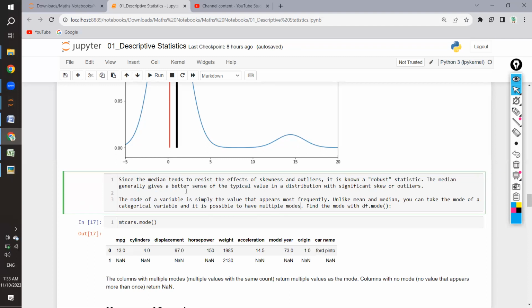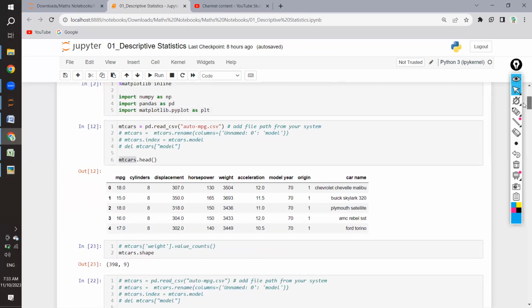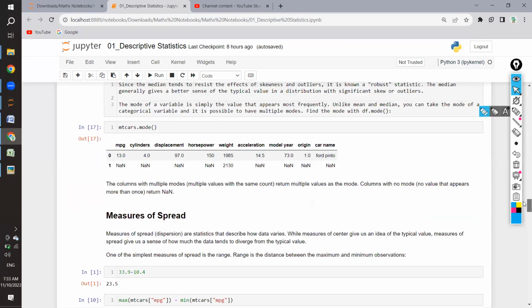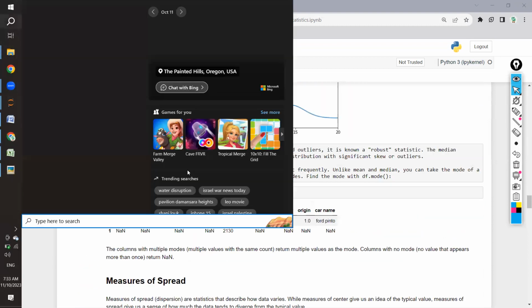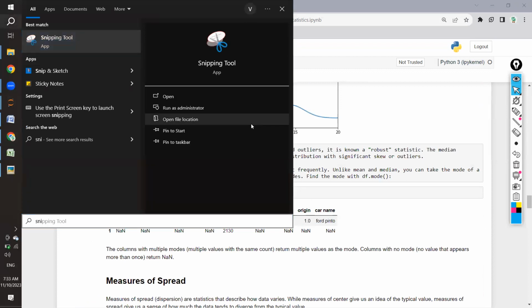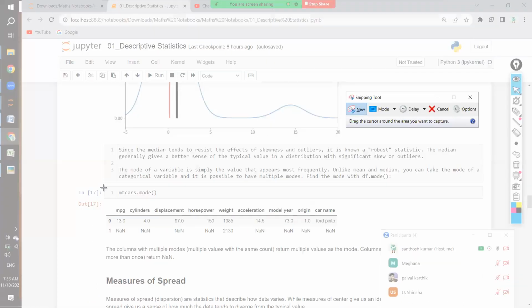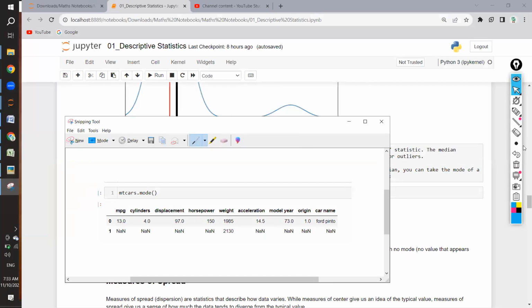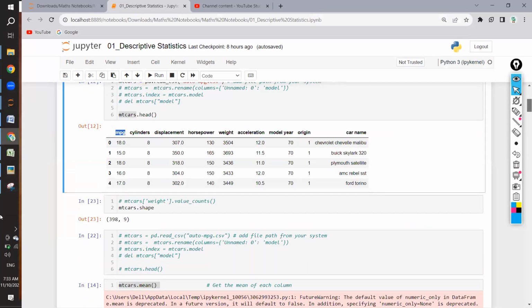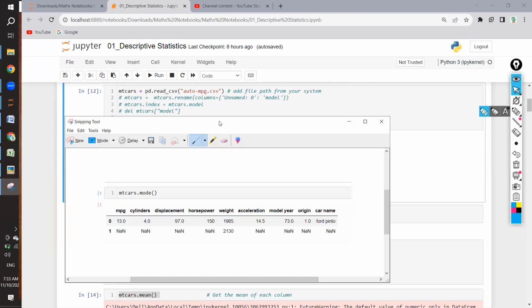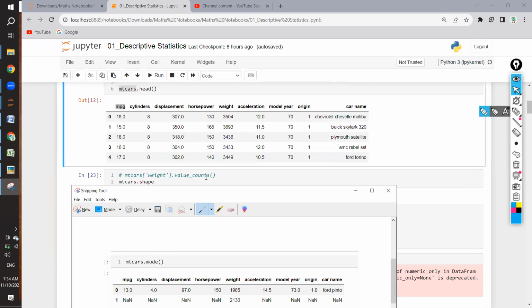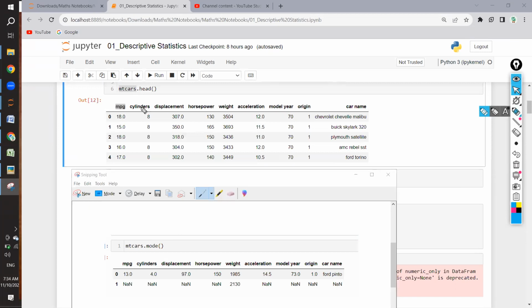For example, how can you get the mode? mtcars.mode will give you the mode. So here, if you just do mode, in mpg, this one is the most repeating. For example, if I show you here, for this mpg, the mode is 13, because 13 is the most repeating value in this mpg.